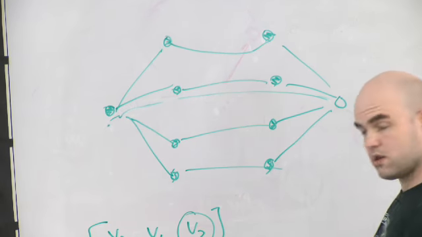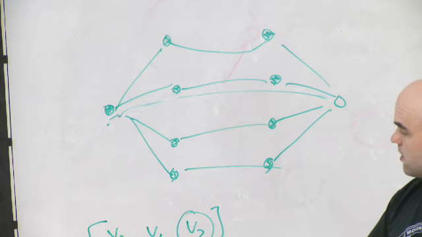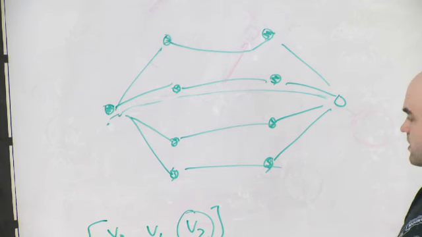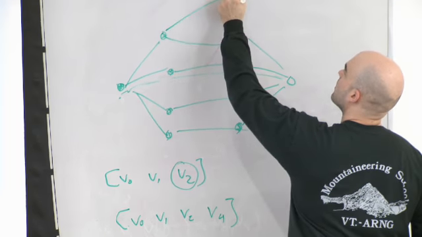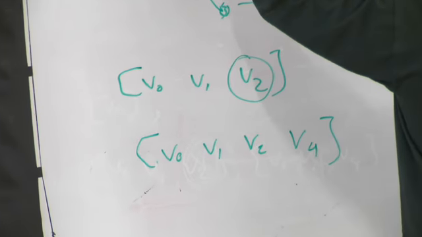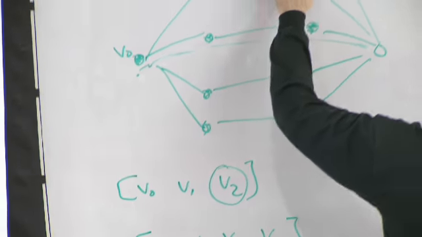So would it just make a new partial path? Yeah, it's a new partial path. So it would be V0, V1, V2, V4, the next one. So let's say this is V0, V1, V2.